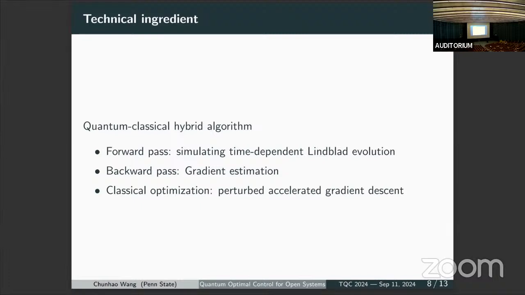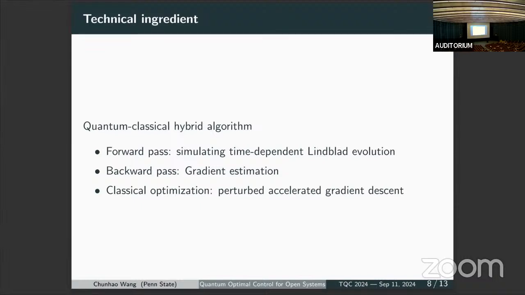And also because the objective function is non-convex, for this accelerated gradient descent, we only perturb the gradient in some cases, and also when we do the optimization, we exploit the negative curvature to jump out of the saddle point. So this is different from standard gradient descent.